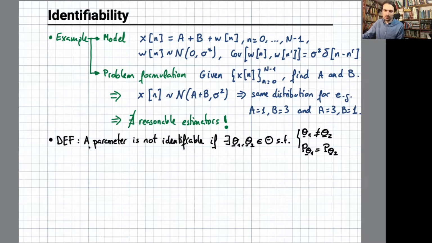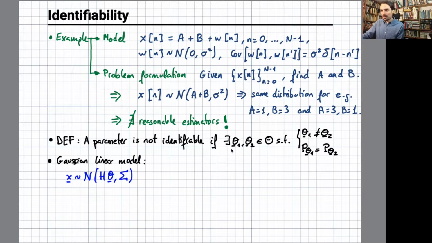More formally, and this is in general for any estimation problem, we say that two parameters are not identifiable if for two different values the data has the same distribution. Again, this is not specific to the Gaussian linear model, and it is something that we need to check every time we want to solve an estimation problem. Because if the parameters we are trying to estimate are not identifiable, we are just wasting our time.